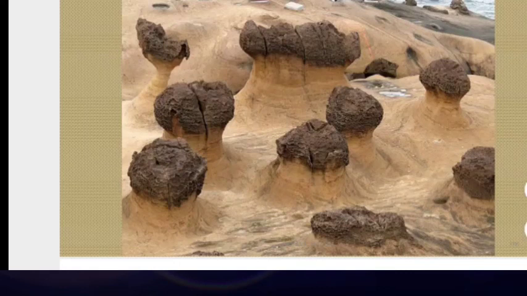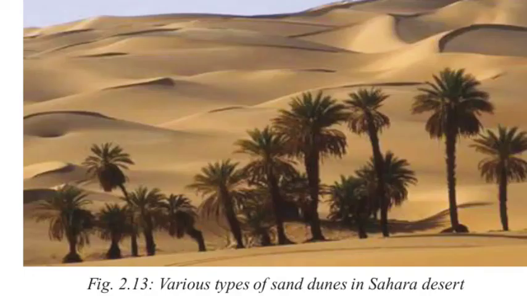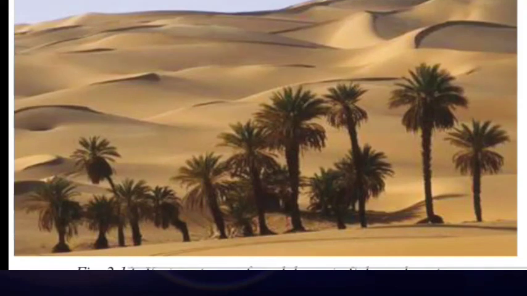What are sand dunes? How are they formed? Due to weathering and persistent wind action, there is a large accumulation of fine sand in many deserts. These form sand dunes. You can see the picture here. Sand dunes. These are unstable hills of sand which move with strong winds. They form a number of shapes as they move and settle down.